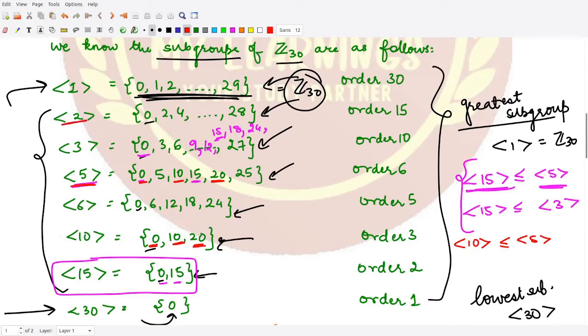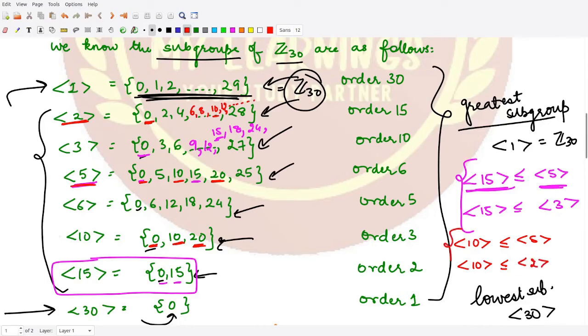So we can see that in the subgroup generated by 2 we have 0, the next element would be 6, would be 8, would be 10, it would be 12 and so on. All the even numbers would be present in this one. So obviously 0, 10 and 20 would also be present here. So that means the subgroup generated by 10 would be a subgroup of the group generated by the element 2, right?